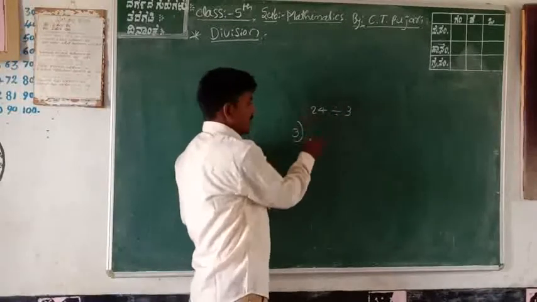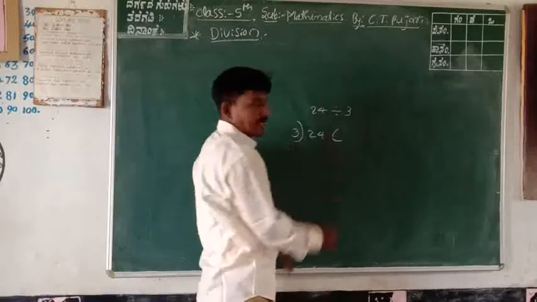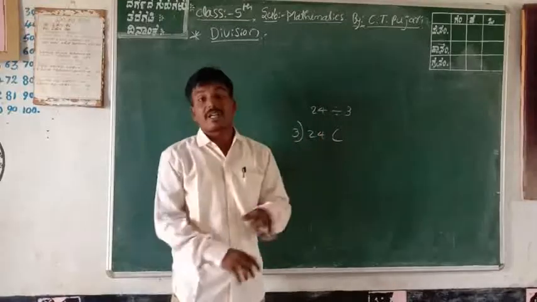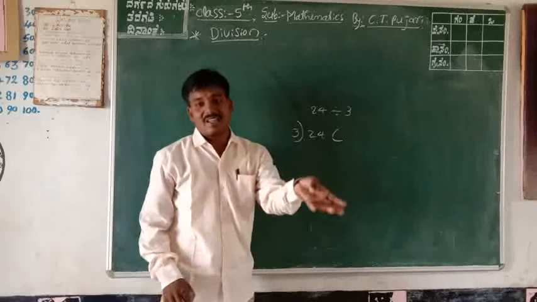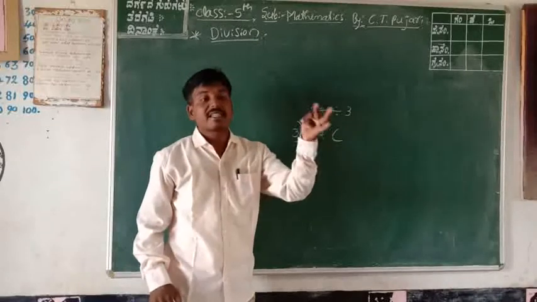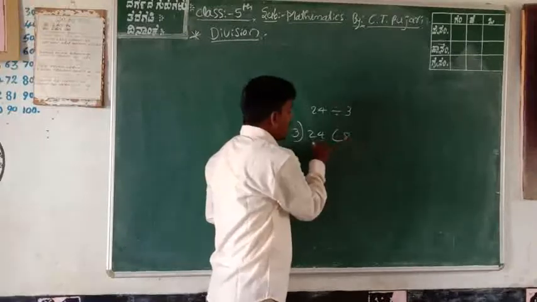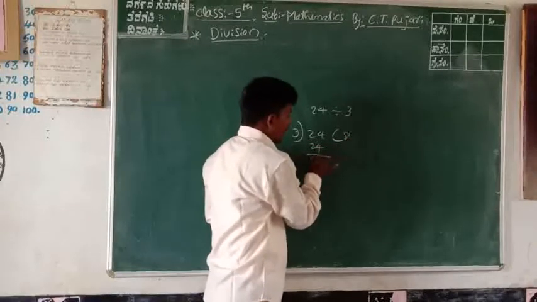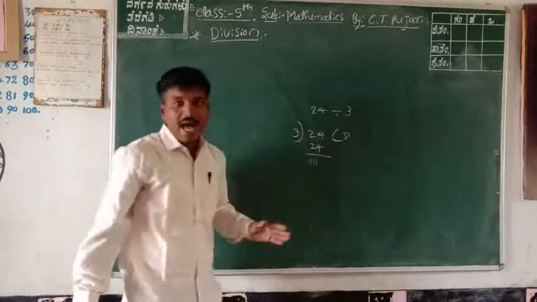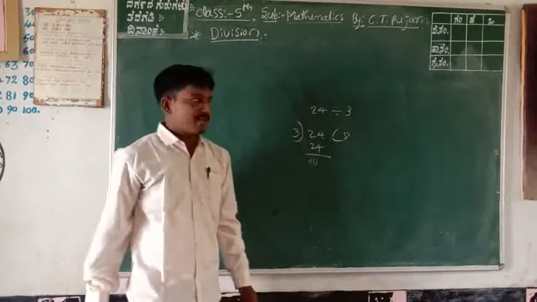3 divides 24. You can take the table of 3 nearest to 24. 3 ones are 3, 3 twos are 6, 3 threes are 9, up to 3 eights are 24. The remainder is 0.